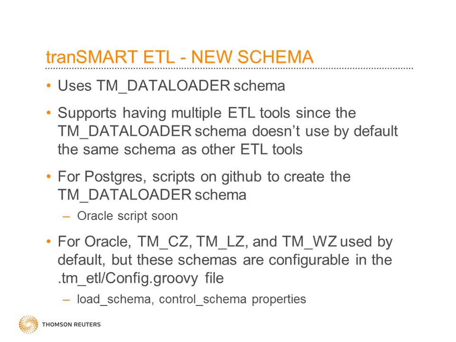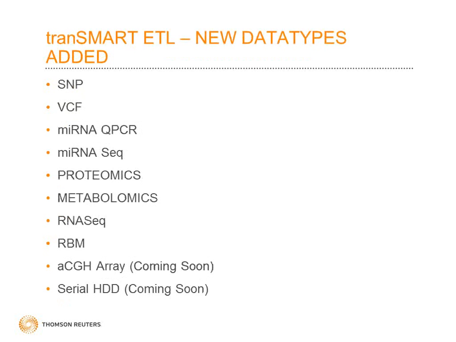For Postgres, we have a script where you can create the single TM data loader schema. Oracle scripts are coming out soon. For Oracle, we are still using, by default, the traditional three ETL schemas. However, for Oracle, you can configure these three schemas to be whatever you like. There is a config.groovy property file, and within this property file, you can set properties such as load schema and control schema, and these could be schemas other than the three traditional schemas.